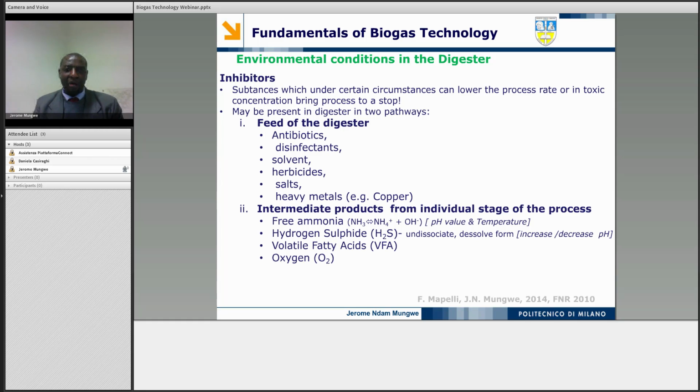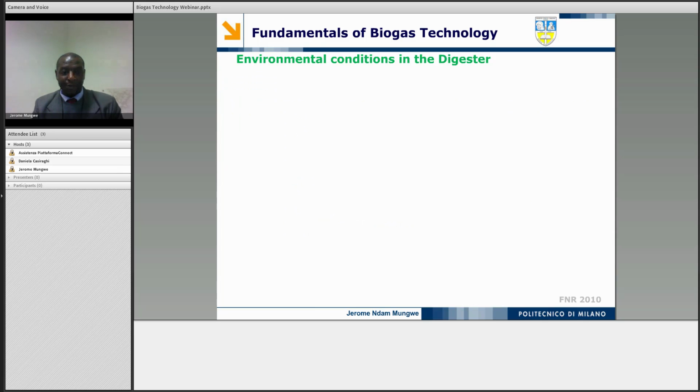The second way of introducing inhibitors into the process is through the intermediate products in the process. For example, fatty acid concentration between the first and the second stage. If the concentration of fatty acids is high, it could lead to process inhibition. Also, oxygen is an example of an inhibitor.